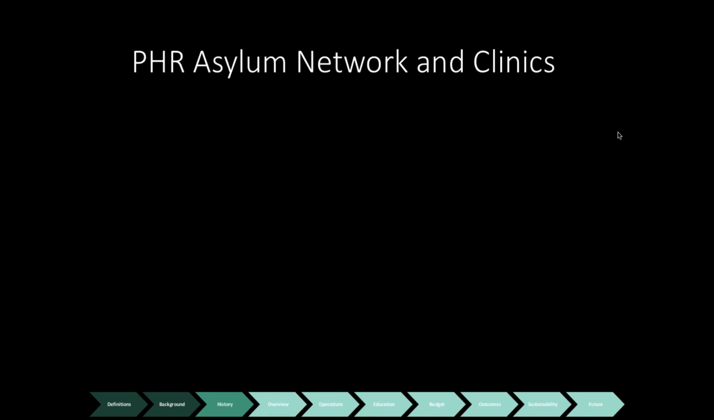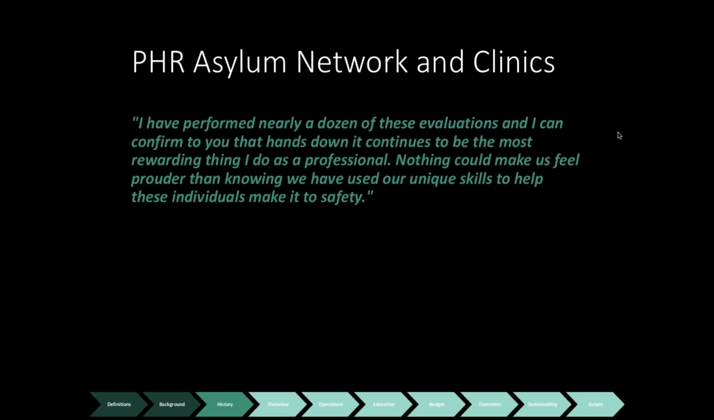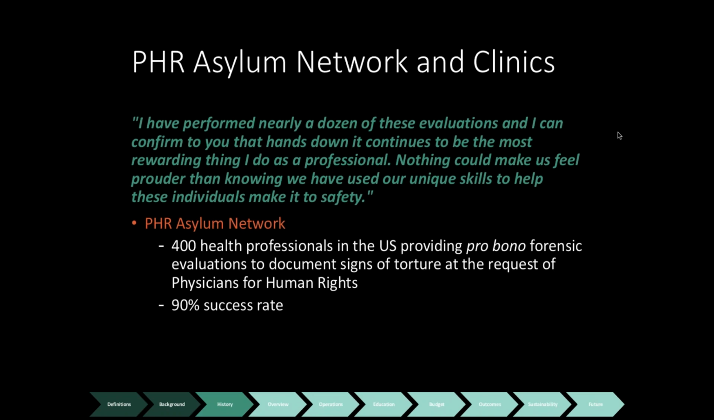So the PHR Asylum Network and the various clinics have been around for actually quite a long time. This is a quote from one of the clinicians who works with the Asylum Network, basically detailing the fact that this is immensely professionally rewarding work for many of the people who work in the network. So the network itself is made up of 400 health professionals in the United States who provide pro bono forensic evaluations that document signs of torture at the request of PHR. And it's important to note that with these forensic evaluations added to the case for asylum, there's a 90% success rate, as opposed to the 20% success rate that I was mentioning earlier.